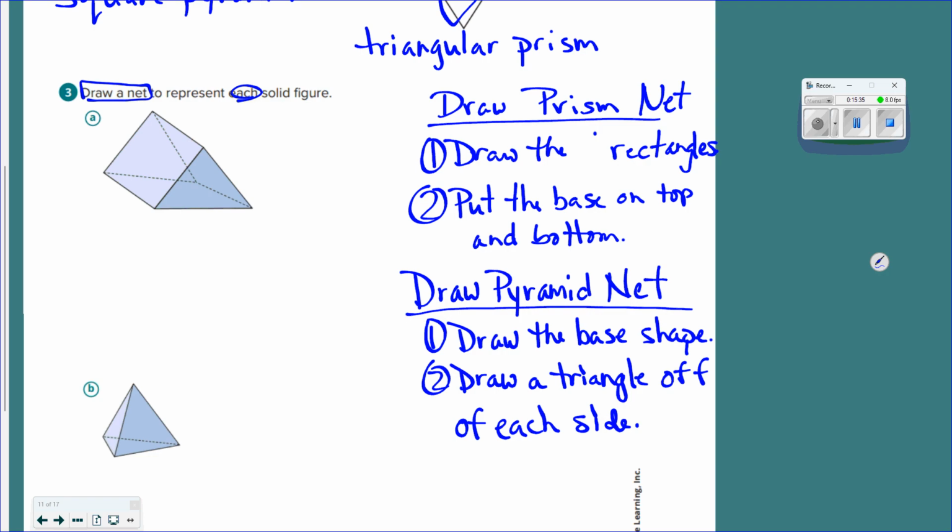Okay, our first one. Again, the first thing you have to do is identify the shape. So in part A, is that going to be a prism or a pyramid? Prism. So that means I'm going to draw the rectangles first. My rectangles are going to go around the edge. So I've got 3 of them. That means my base shape is a triangle. Doesn't matter which one of those 3 I draw it on. The key is I have to have one on top and one on the bottom. They should be identical.